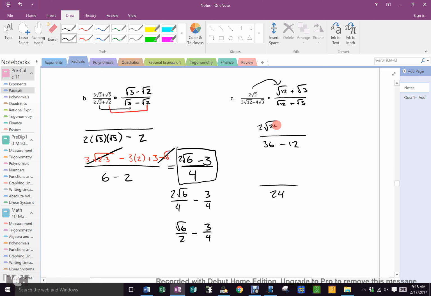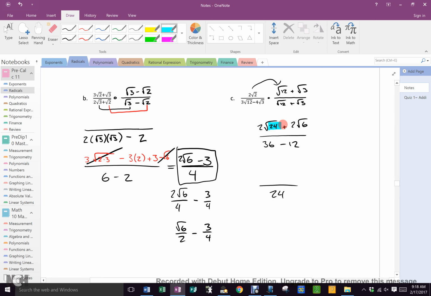2 root 24 from 2 lessons ago, right? Plus 2 root 6. So here, are we happy? Do we have an answer? Is it the best answer? Why not?